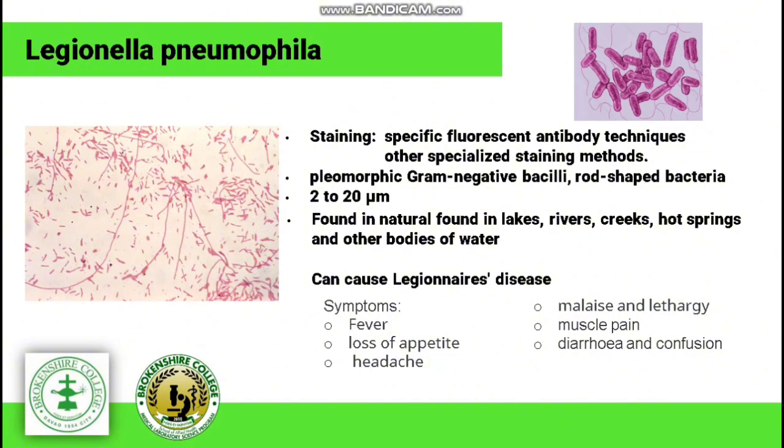Legionella pneumophila can be stained using specific fluorescent antibody techniques or other specialized staining methods. Under the microscope, it appears as rod-shaped bacteria. Cells are thin, somewhat pleomorphic, gram-negative bacilli that measure 2 to 20 micrometer.